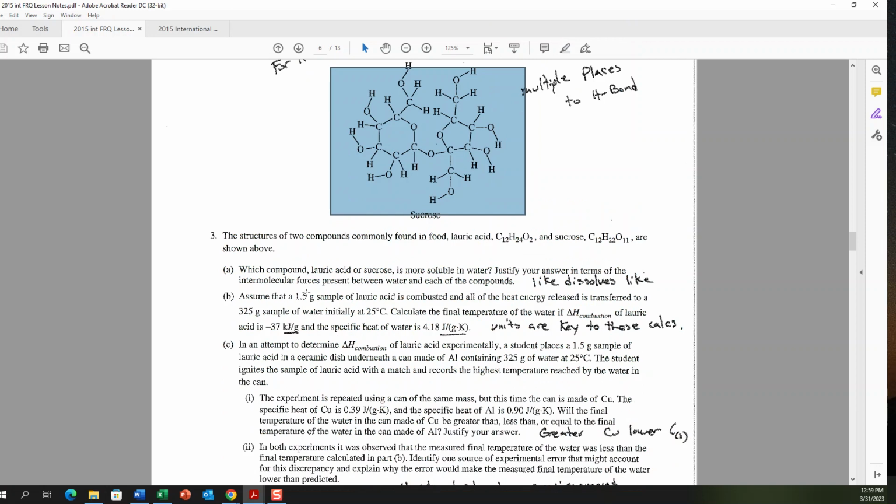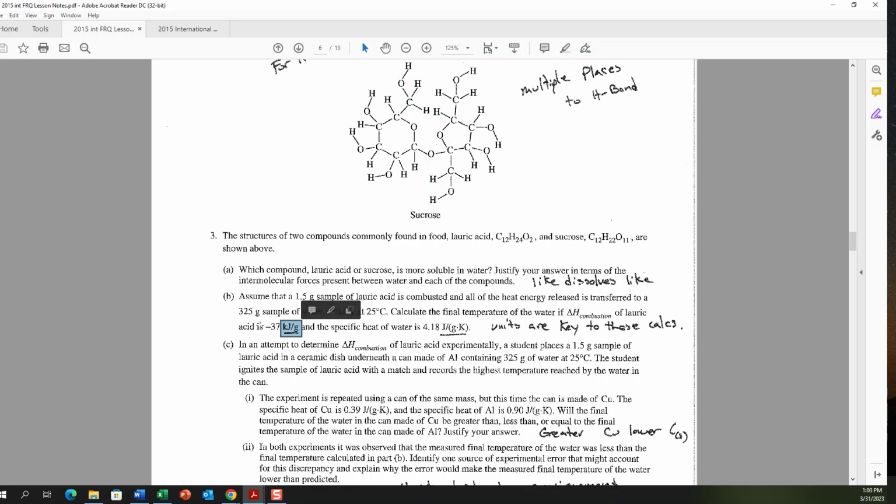All right, assume that a 1.5 gram sample of lauric acid is combusted and all of the heat energy is transferred to a 325 gram water sample at 25 degrees Celsius. Calculate the final temperature of the water if the heat of combustion of lauric acid is negative 37 kilojoules per gram. So notice this said kilojoules per gram. I underlined this for an important reason, right? Usually it's molar heat of combustion, but it's not the molar heat of combustion. Molar heat of combustion would have to be kilojoules per mole. It's the delta H of combustion in kilojoules per gram.